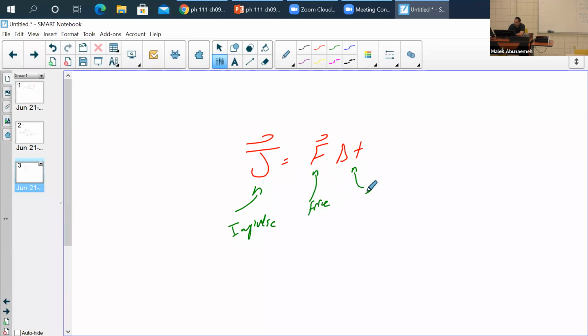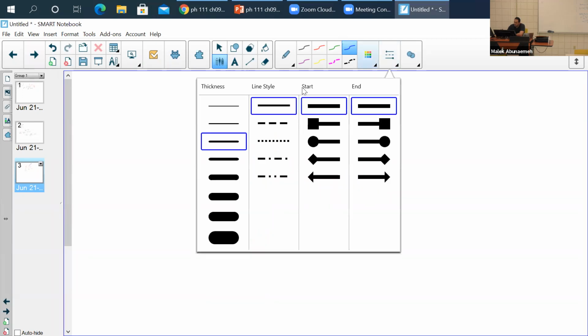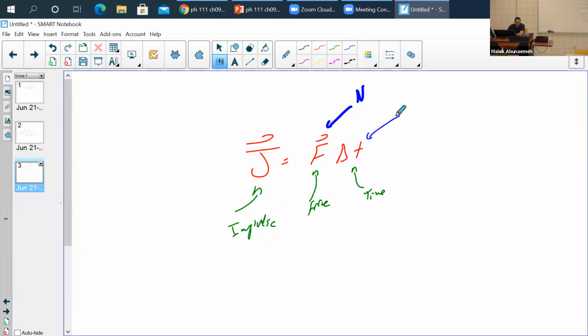Force times time. Now, your force is going to be in newtons, your time is going to be in seconds. So for the units, this one is going to be newton seconds.